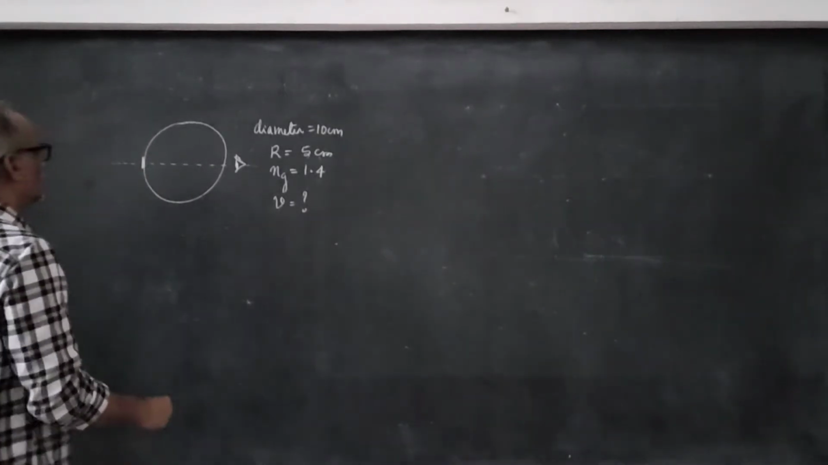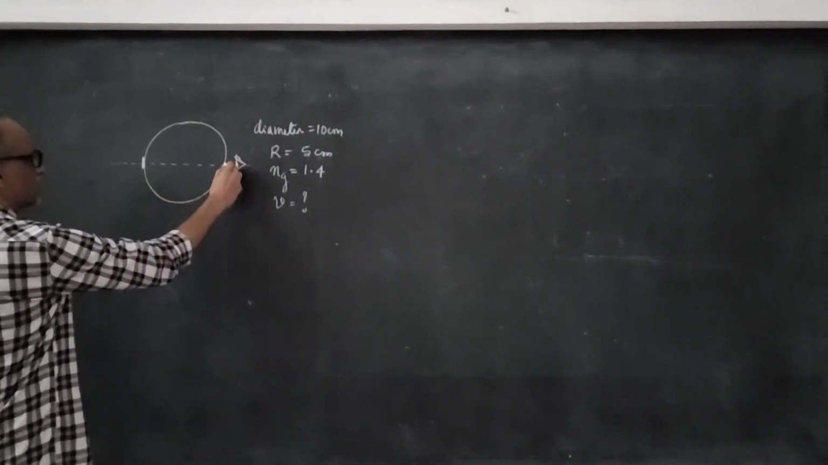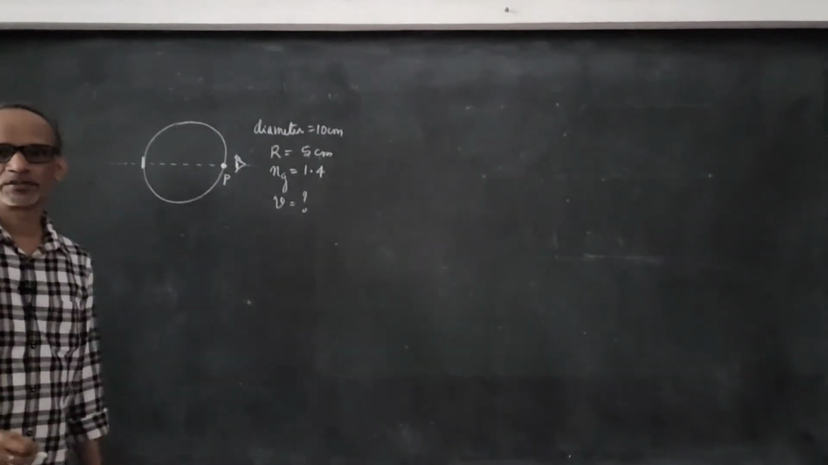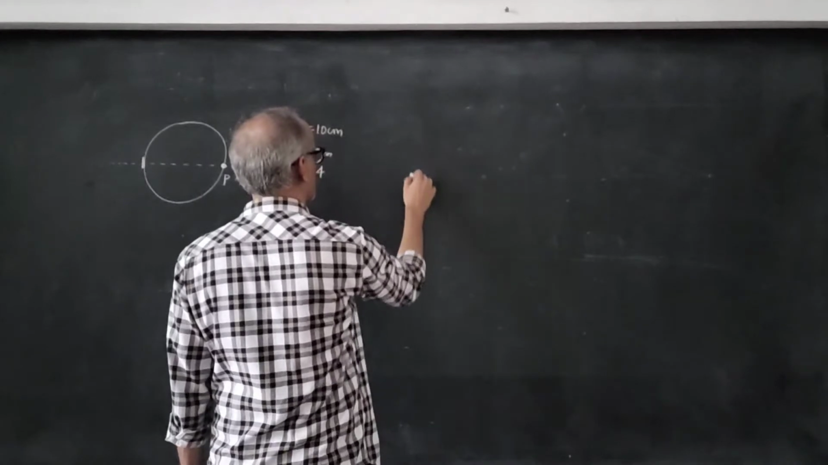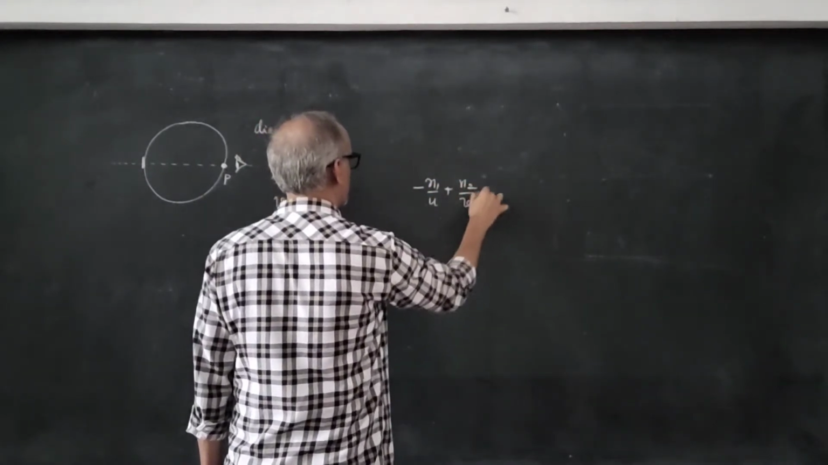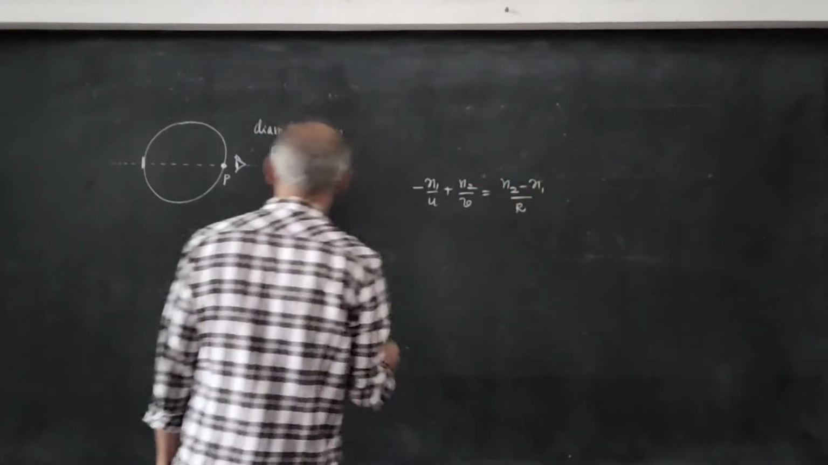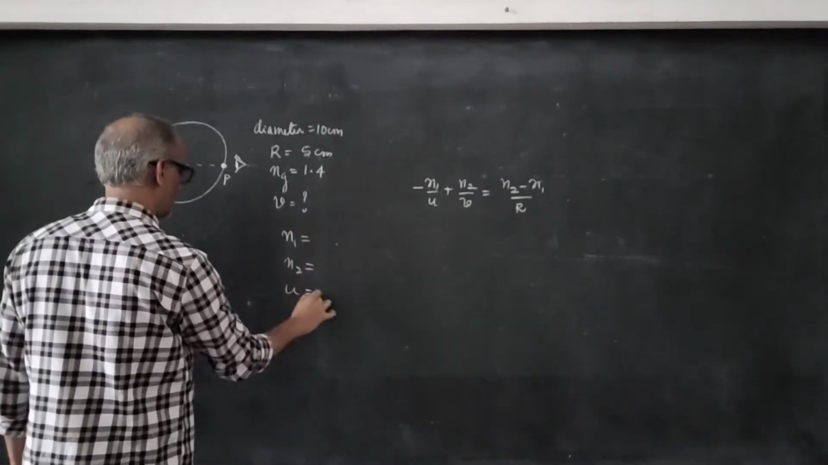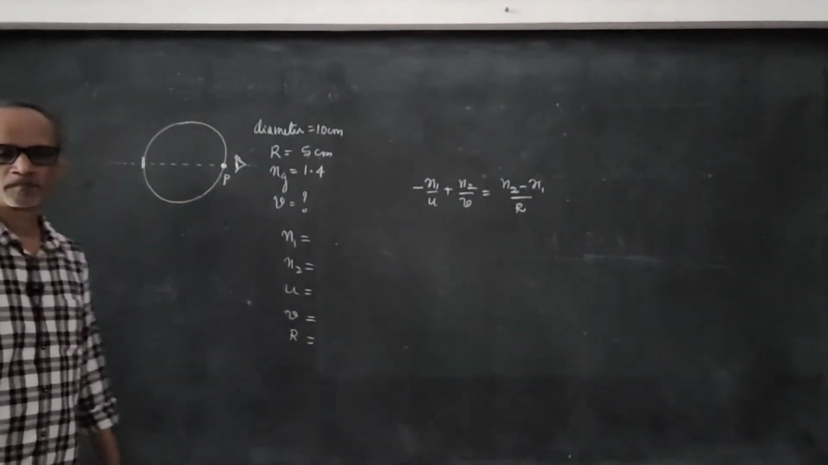Now, when the object is here and the observer is observing that object from here, this is the reference point, which is the pole, because all the distances are measured from the pole. So, what is that equation? Equation is minus n1 by u plus n2 by v is equal to n2 minus n1 by r. So, we need to find n1, n2, u, v and r with the proper sign convention.